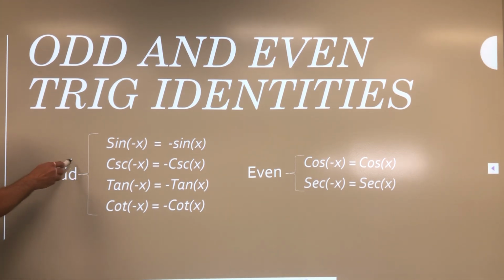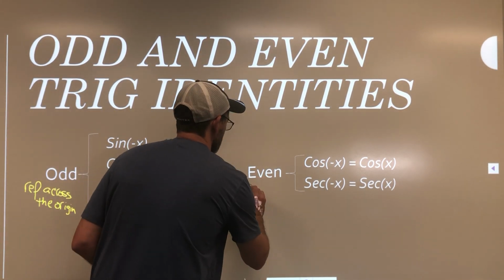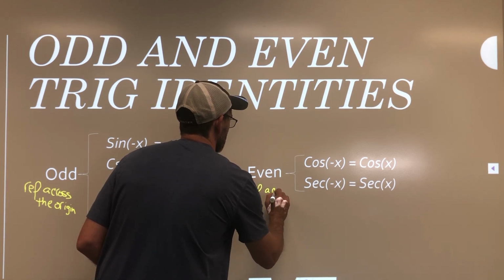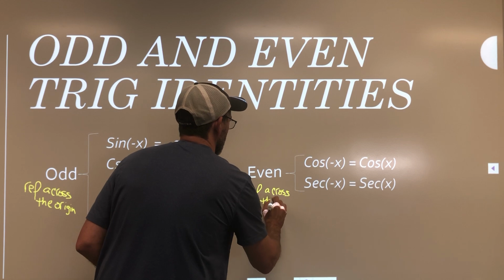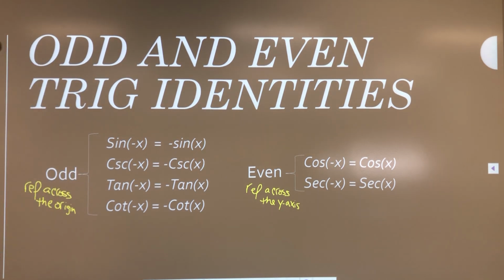All an odd identity means is there was a reflection across the origin. Means these graphs are all reflections across the origin, and if it was an even function, it was a reflection across the y-axis. You may not have remembered that back to your Algebra 2 days, but that's what an even and an odd function represented. Odd was simply reflective across the origin, and an even function was reflection across the y-axis. Okay, so that's what it's talking about here.